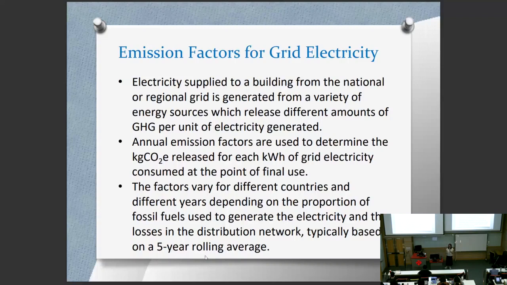So different power companies and different years will have different emission factors. For CLP, the current value should be 0.3 something, but several years ago, they had a higher emission factor. But now the emission factor is getting lower and lower.